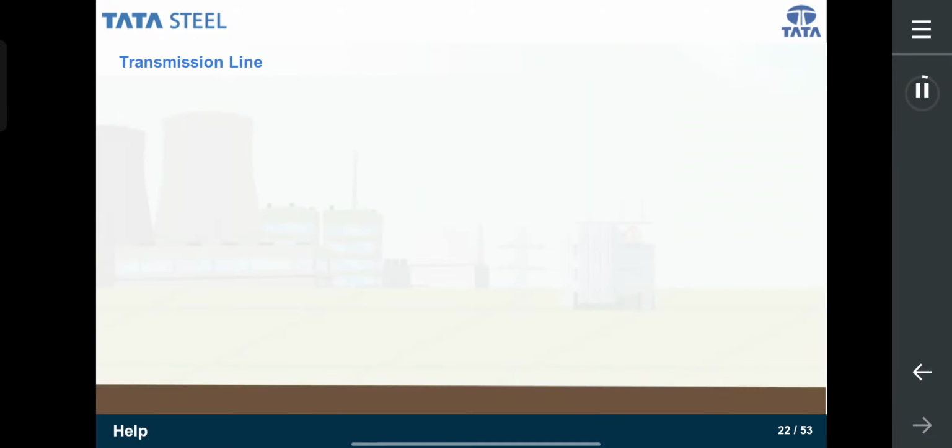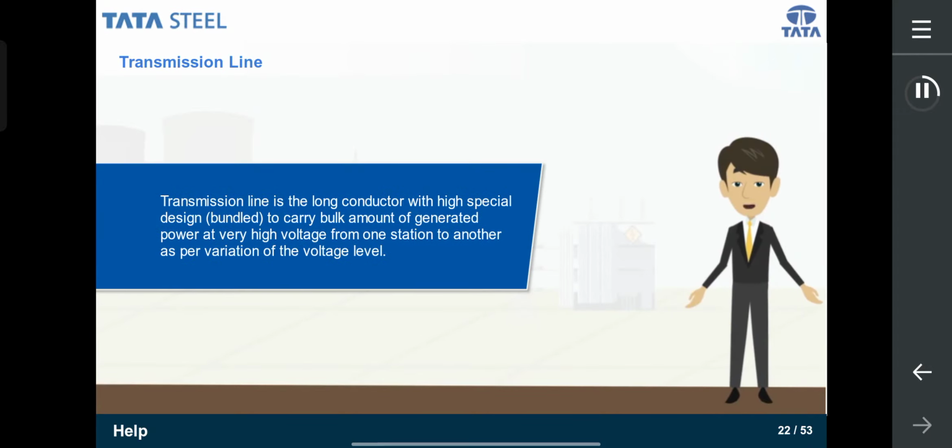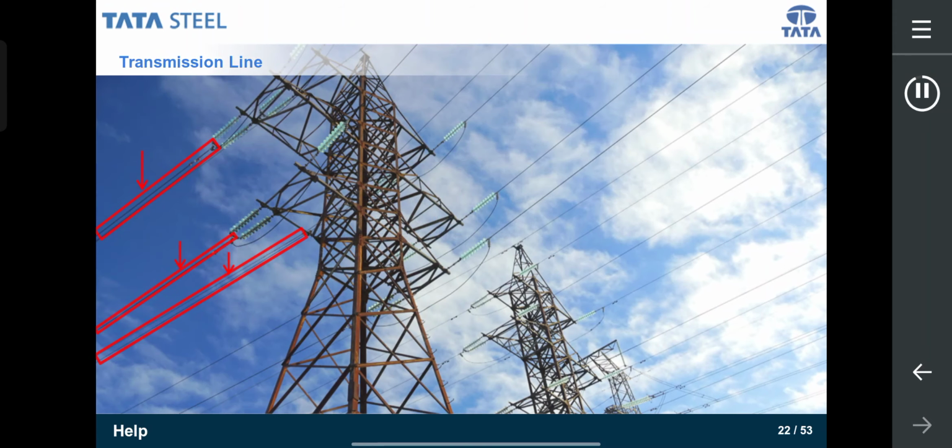Next topic that we're discussing is transmission line. Transmission line is the long conductor with special design bundled to carry bulk amount of generated power at very high voltage from one station to another as per variation of the voltage level. This is how transmission line looks like.